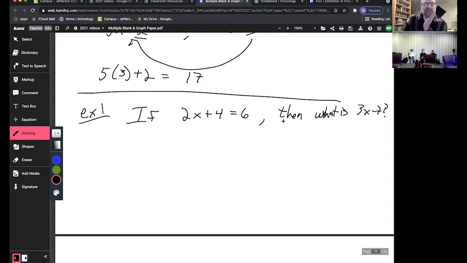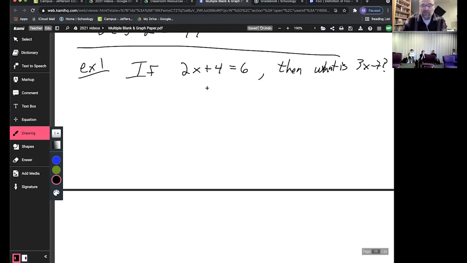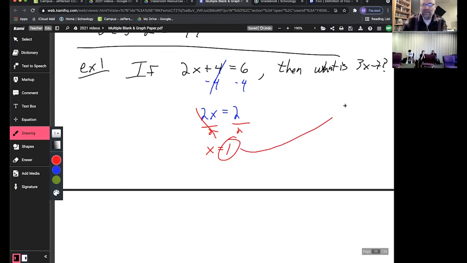Okay, so first step is solve this equation. So there's two steps in the two-step problems. First step is to solve the equation. You can probably do this in your head, but let's just solve it the way we do. We're going to get x by itself, so we're going to subtract 4 from both sides, right? So 2x equals 2, then divide by 2. x equals 1. So if x equals 1, now we're going to plug it in to 3x minus 7.